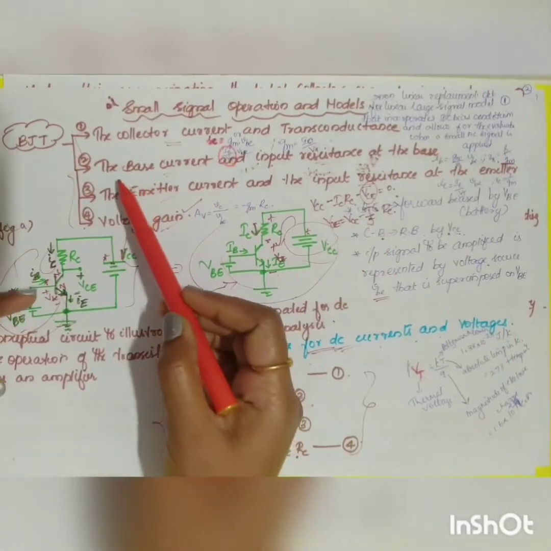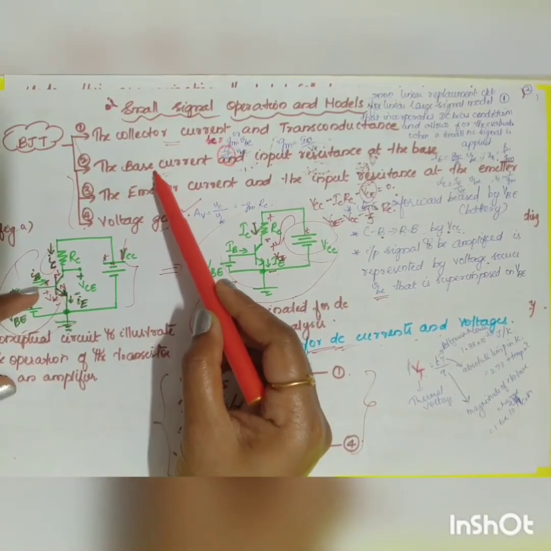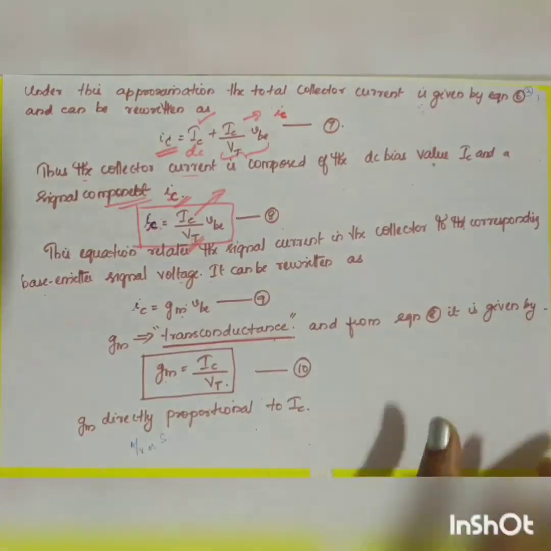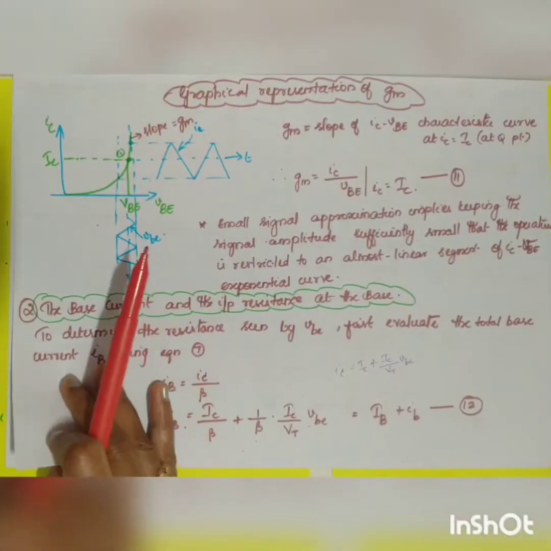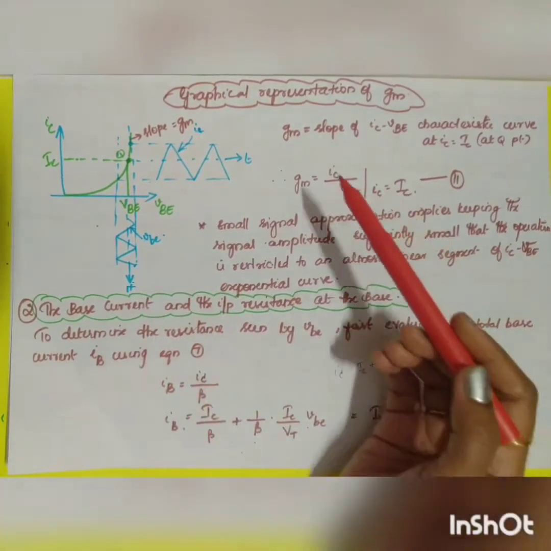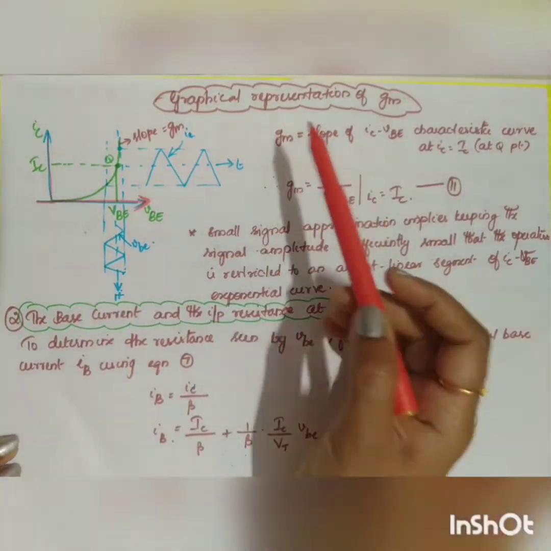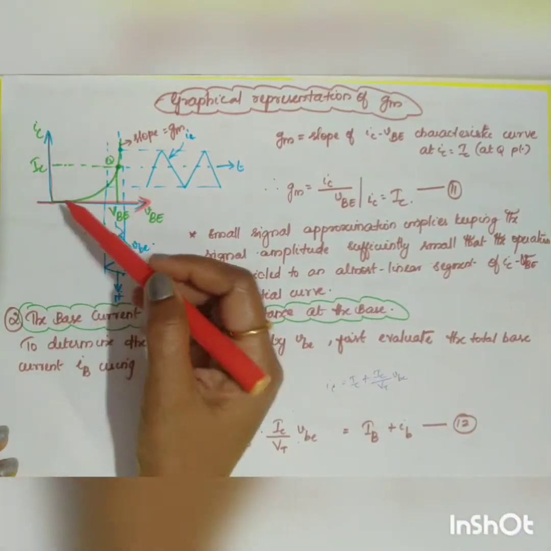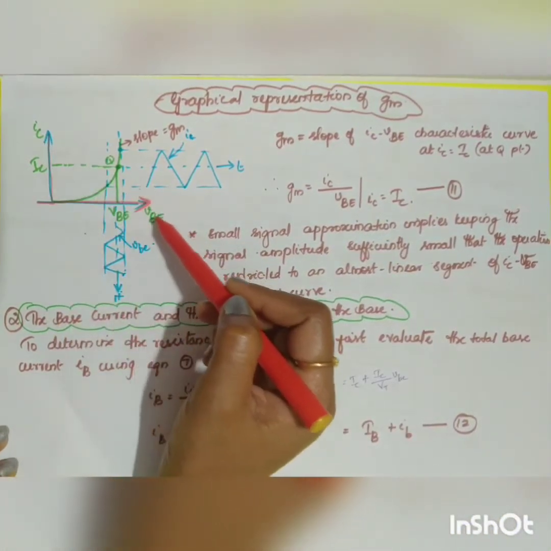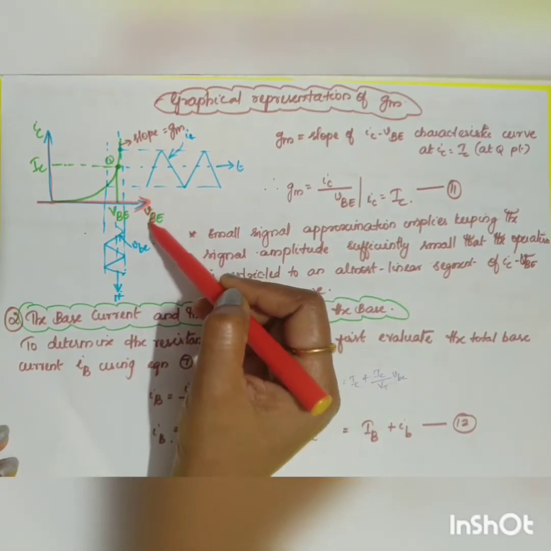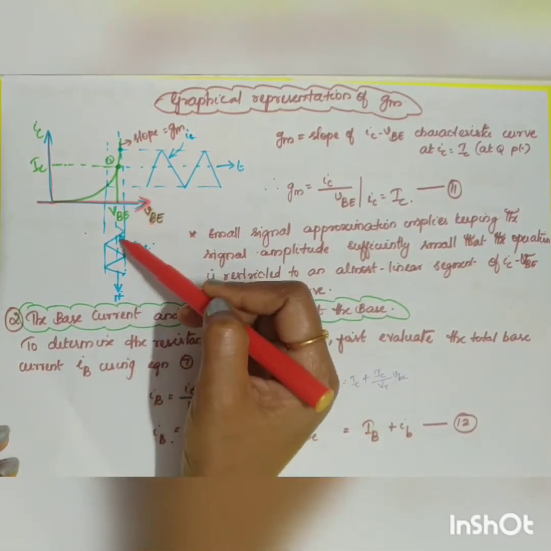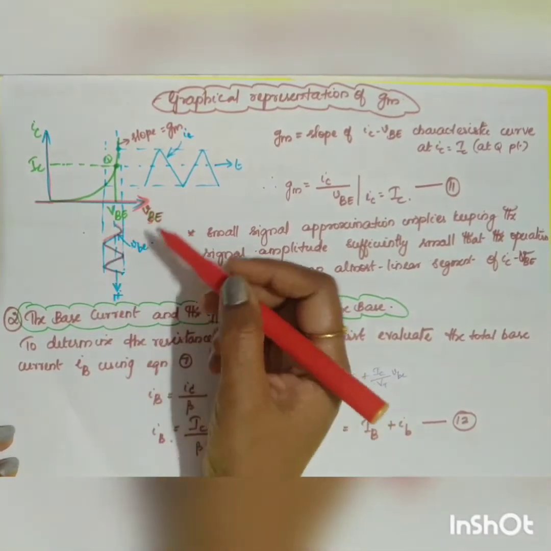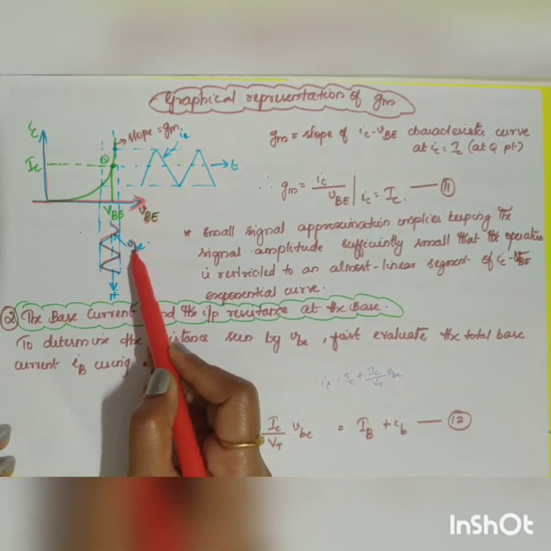Now what is your second equation? The second parameter is that you are going to find out the base current and the input resistance of the base. So before going on to the second expression, let us see the graphical representation of your transconductance graph, which is plotted between your total current IC and your total input voltage VBE. If I apply a small signal voltage here, as per your circuit explanation, your VBE is very small, right?